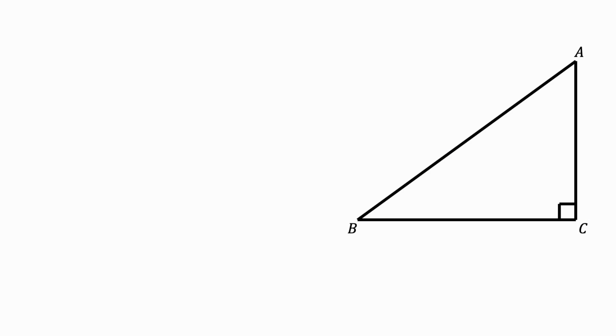In this video, we want to solve the following problem. In right triangle ABC, AC equals A, BC equals B, and angle ABC equals 2x. The goal is to show that tangent x equals A over B plus square root A squared plus B squared. And now for the solution.